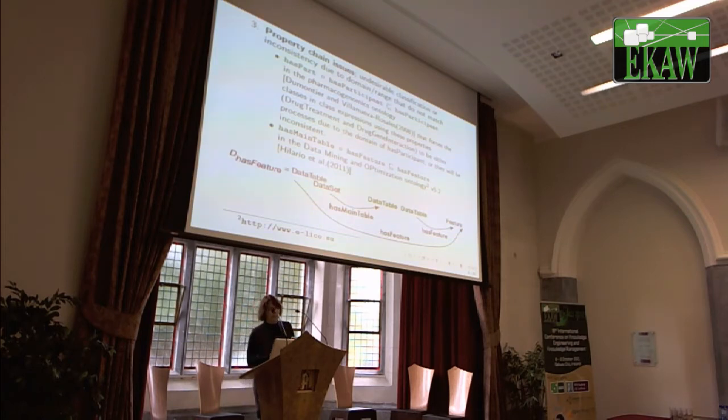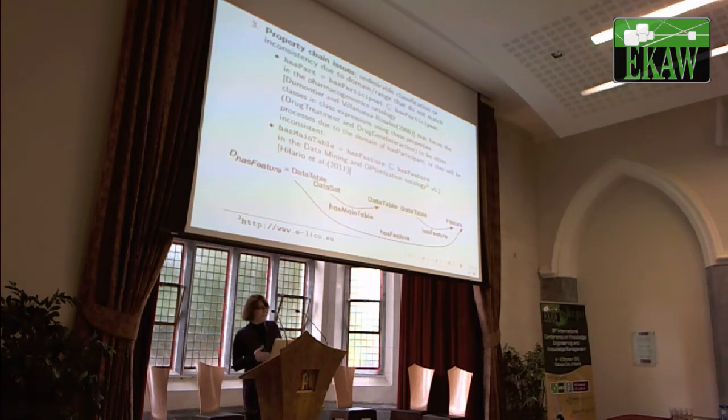A more elaborate issue is with respect to property chains. There's a further detail with respect to the pharmacogenomics ontology in the paper. I have here an easier example to show, from the Data Mining OPtimization ontology. We have a chain has main table, has feature, and then has feature. You can see here that the domain and range of has main table and has feature that have been declared in that ontology actually do match. However, that is not the case with respect to the domains, but they have to be compatible.